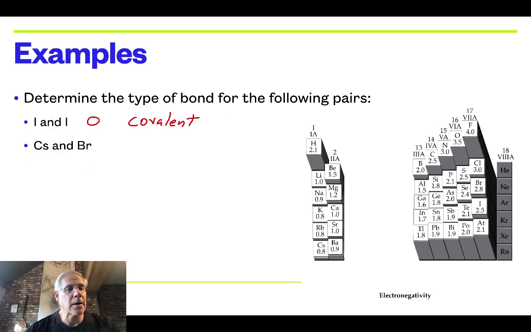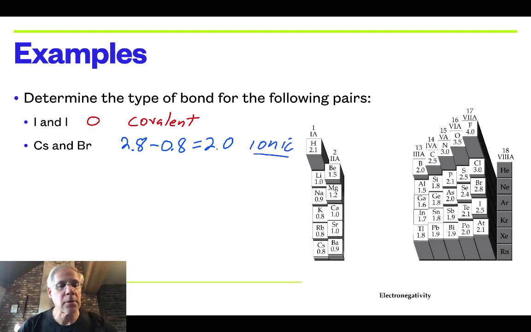Okay. How about cesium and bromine? So we have cesium here at 0.8. We have bromine at 2.8. To find the difference, we take the larger number, 2.8, minus the smaller number, 0.8. That's equal to 2.0, and that is going to be ionic because it's greater than 1.7.